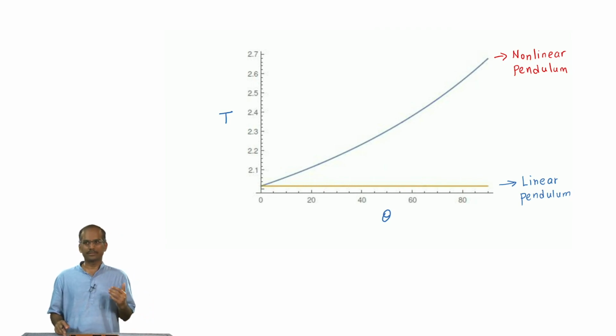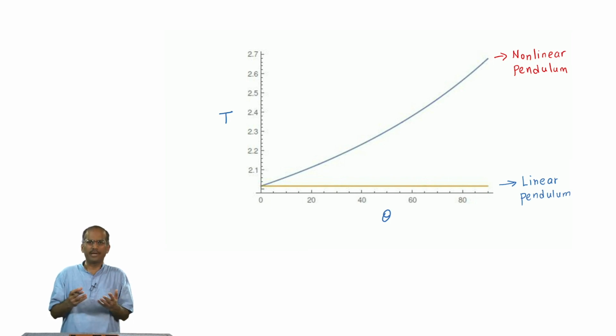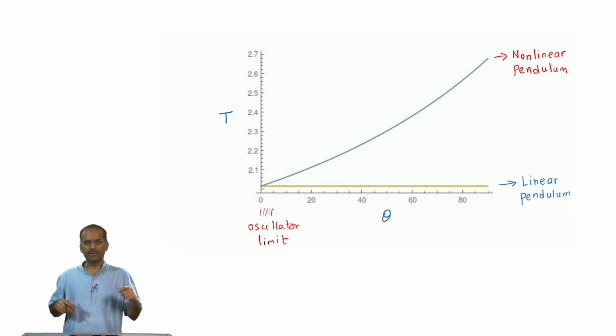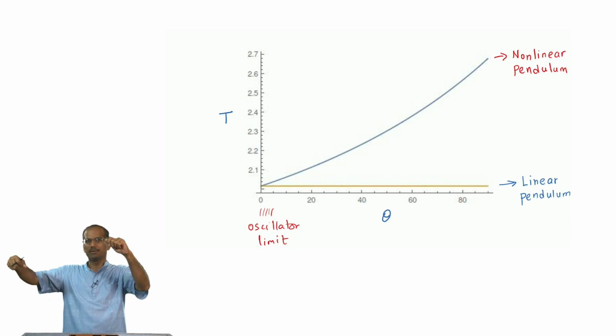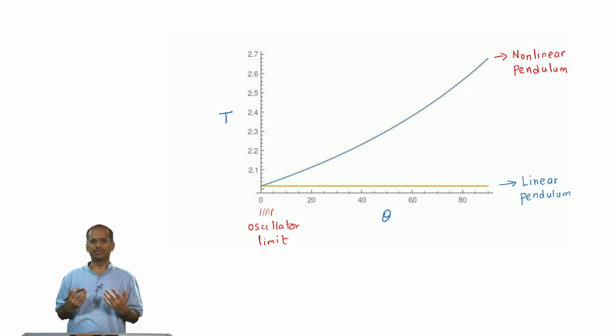What is plotted on the y axis is the time period, and the x axis is theta. What we know is for small values of theta, it should behave like a simple pendulum, and that is the harmonic oscillator limit. As this theta increases more and more, it is equivalent to saying that I am pulling my pendulum to a very large amplitude and then leaving it. So, in that case, the small theta approximation breaks down. So, there should not be any agreement between the time period that you calculated in the oscillator limit and the time period of the full nonlinear pendulum. So, what you see here is precisely that.